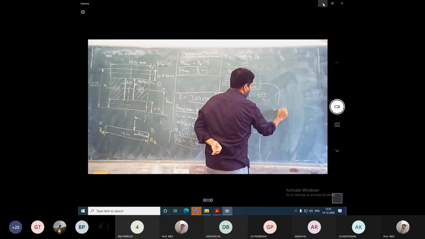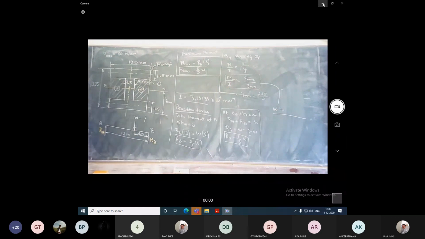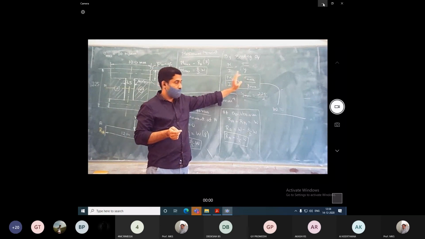So you substitute all in this equation. What is the load acting on the beam with respect to this maximum stress you need to find. So if W was given, the stress will be the unknown. The stress you need to find in that case.